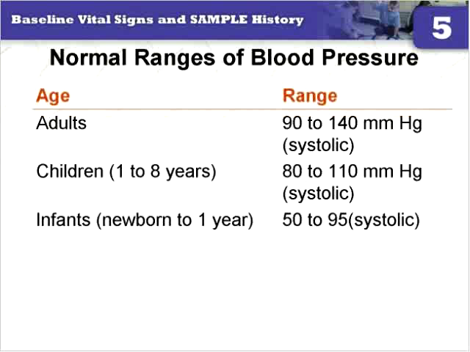All right. Okay, normal ranges of blood pressure, adults 90 to 140 on the systolic. Children would be 80 to 110 on the systolic. That's 1 to 8 years old, and newborns would be 50 to 95.